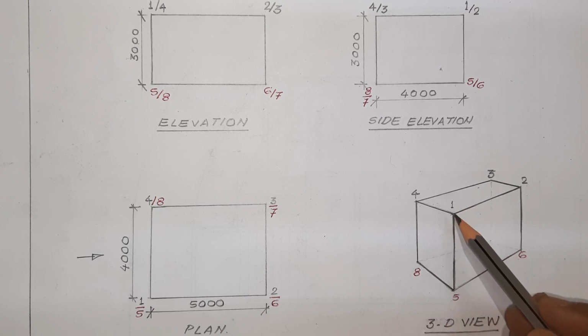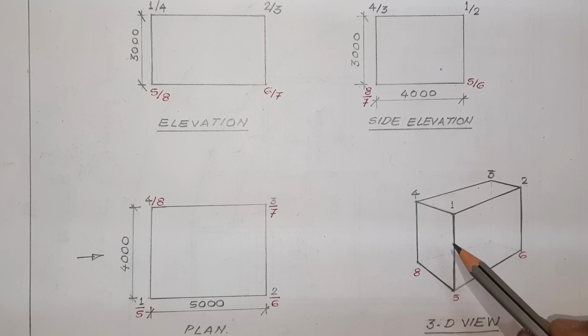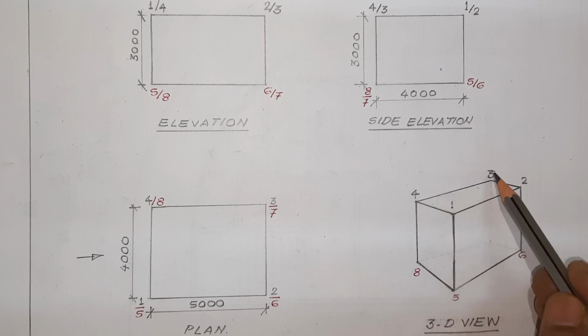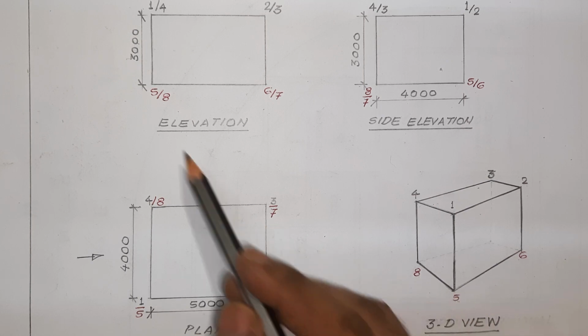Thereafter, we will be having a similar face but on the other side of the box, which will be nothing but 4, 3, 7, 8. Again, the same theory is applicable here. Point number 8 is behind point number 5 when we observe it from the front. So 5 by 8 will be the designation of this corner.